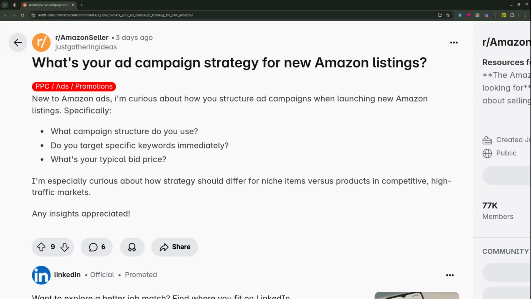On a basic level, the reason that's important is that when it comes to Amazon ads, if you're in a competitive space, with more listings and more bidding, everything's going to be more expensive. In a smaller space, that's not the case. You have a lot more freedom.